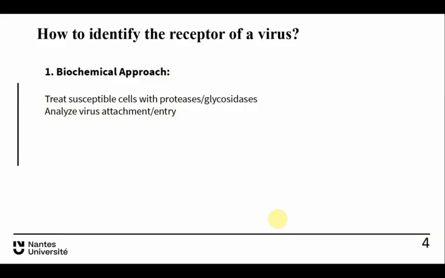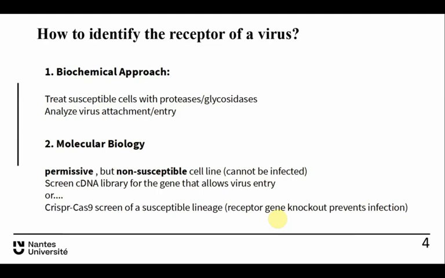So it gives you some kind of information. More and more, this is being complemented or replaced by a molecular biological approach, and there are two ways to do this. The first way is you get a cell or cell line that cannot be infected.